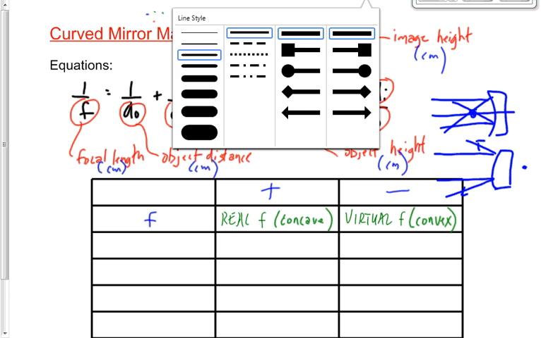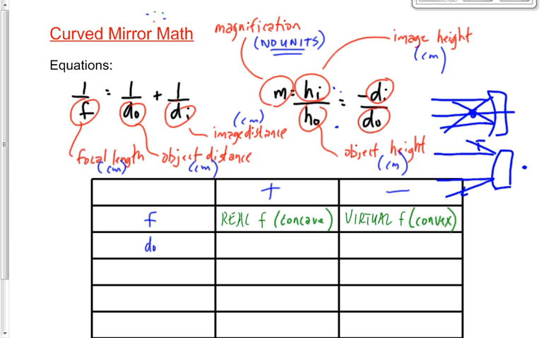Next one. DO. When is DO positive? Well, DO is positive for us if you have a real object. And it's negative if you have a virtual object. Now here's the good news. In physics 30, you will never have a virtual object. It'll always be a real object. So we're going to say it's going to be always. And this one's going to be never.